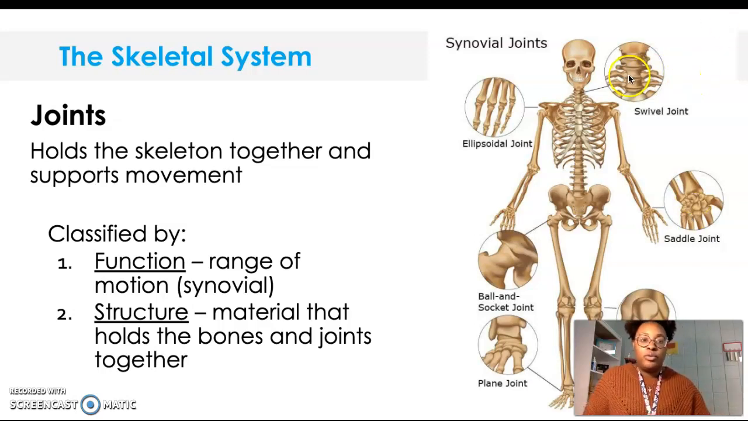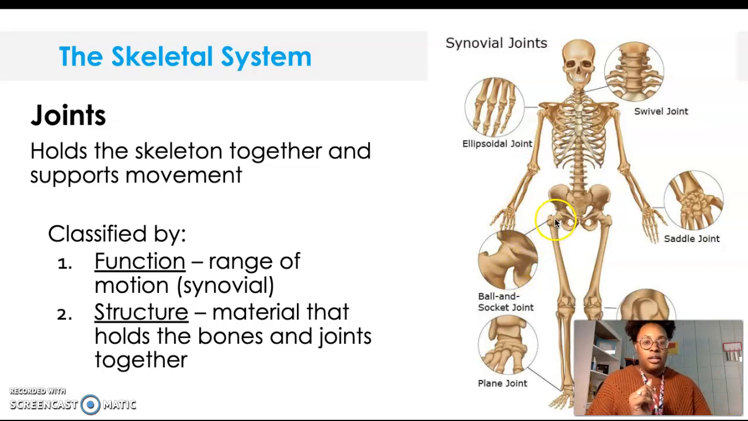You've got a swivel joint. Swivel joints are where you can only turn around an axis, and so it's going to be like in your neck and in your backbones. So you can only go left or right. You really could go all the way around, but obviously your muscles don't allow your head to go all the way around in a circle.